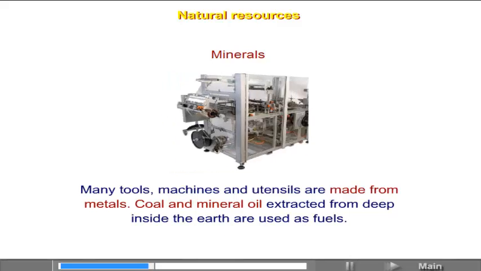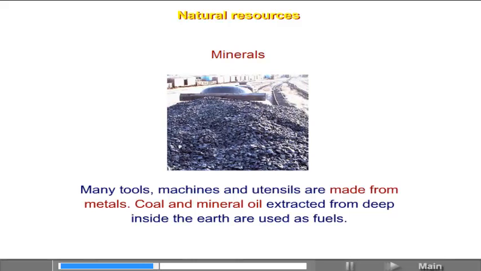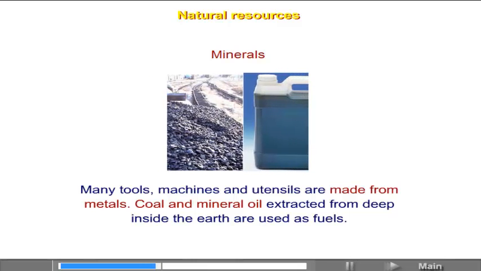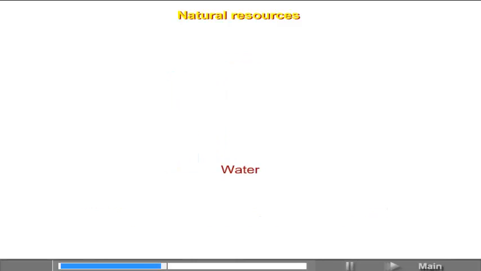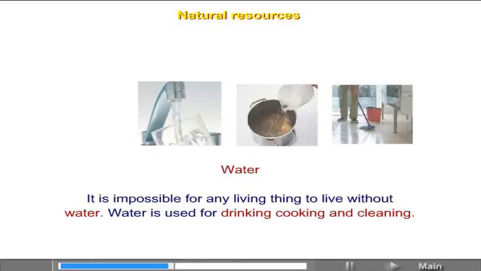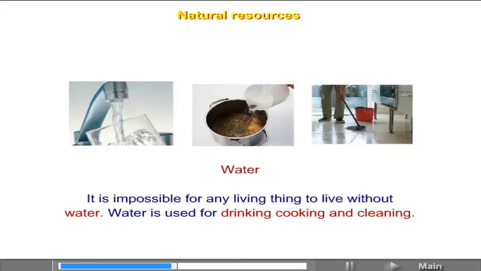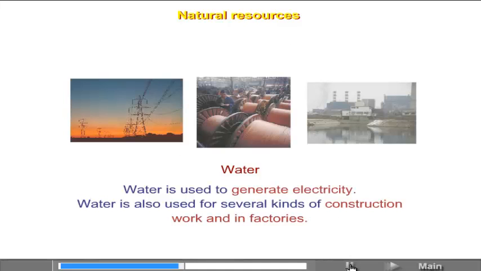Many tools, machines and utensils are made from metals. Coal and mineral oil extracted from deep inside the earth are used as fuels. Water. It is impossible for any living thing to live without water. Water is used for drinking, cooking and cleaning. Some crops are rain-fed and others are irrigated.